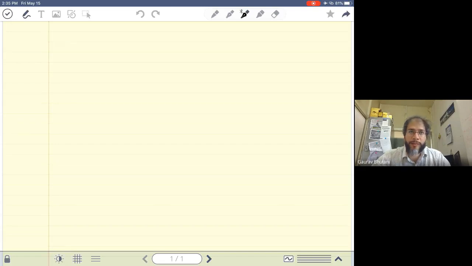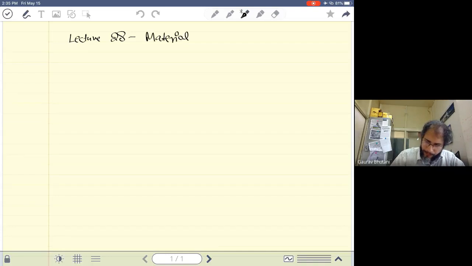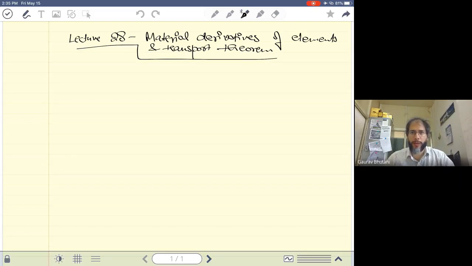To be able to understand or develop the conservation laws, we need to have these mathematical tools available to us. All right, so this is lecture number 28. We'll also talk about the transport theorem towards the second half of today's lecture, which is the beginning of the next chapter. All right, so first we'll talk about the material derivative of a line element.